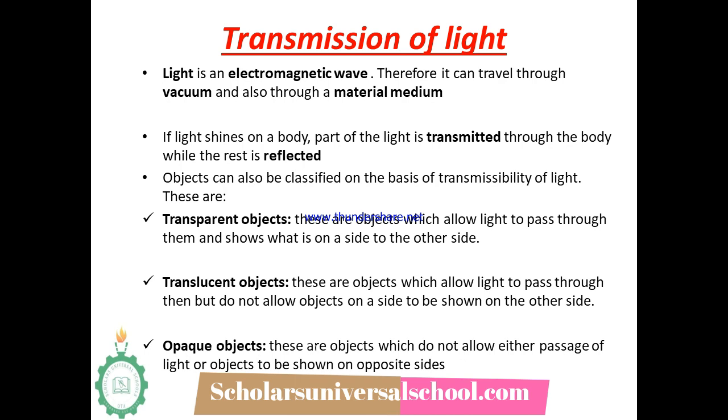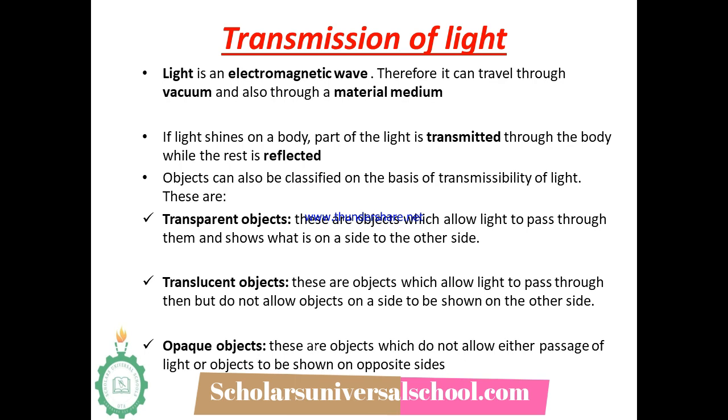Now, moving to transmission in total, if light shines on a body, part of the light is transmitted through that body, while the rest is reflected. Let's assume you place a torch on someone. You might see part of that light showing on that person. Or if you place light on a reflecting surface like a mirror, you can see that part of the light of that mirror will be reflected towards another surface. That's the reflection part. While some of that light is also transmitted through the body, meaning it is absorbed by the body.